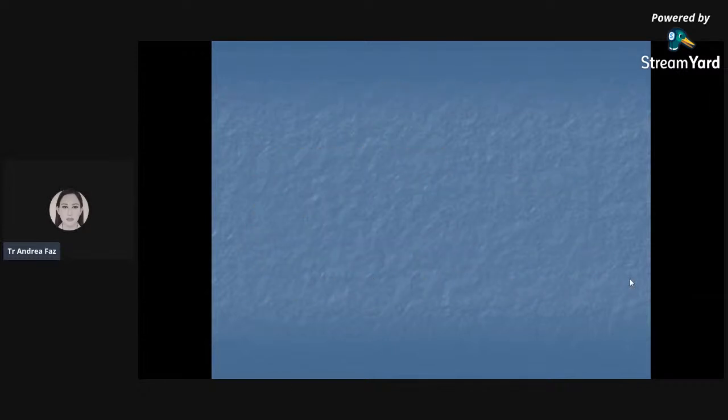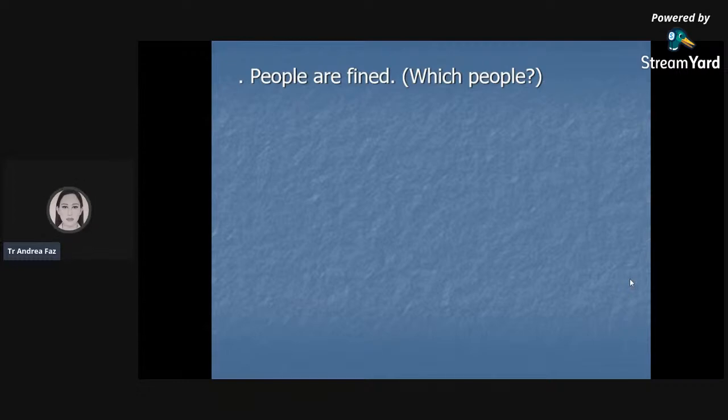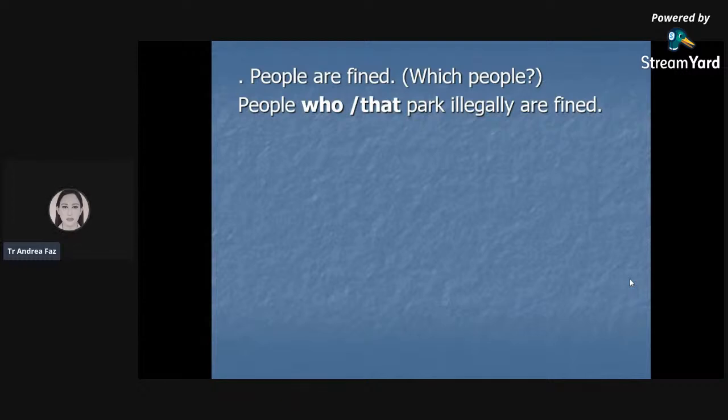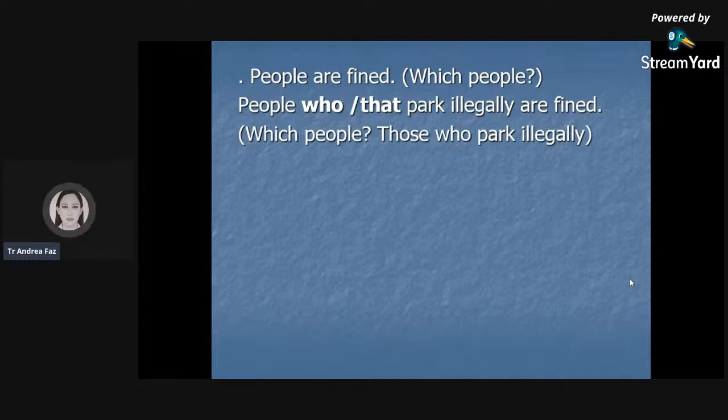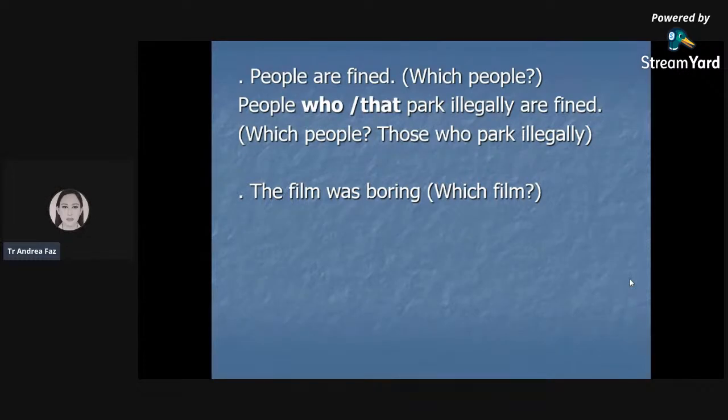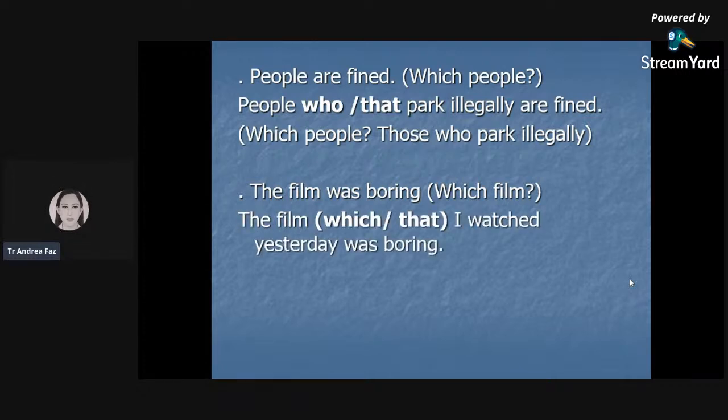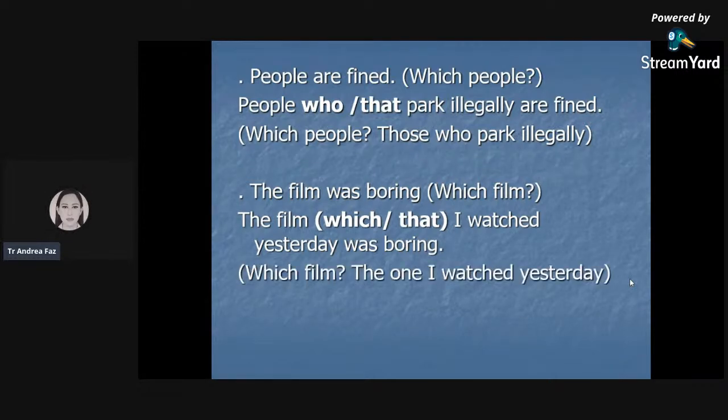Then we have: people are fined. Which people? The people who or the people that park illegally. Then we have another example. Which people? Those people who park illegally. Then another example. The film was boring. Which film? The film which or the film that I watched yesterday. Then which film? The one I watched yesterday.